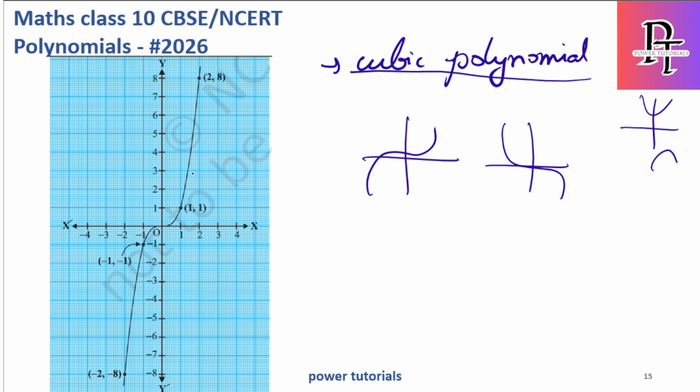Okay, so here also the same thing: how many times is it touching the x-axis? If you notice, exactly it is touching at only 1 point, which is 0 comma 0. So for this graph the number of zeros is 1. If it is not touching the x-axis then the zeros can be 0, but here it is touching the x-axis at only 1 point, which is 0 comma 0.